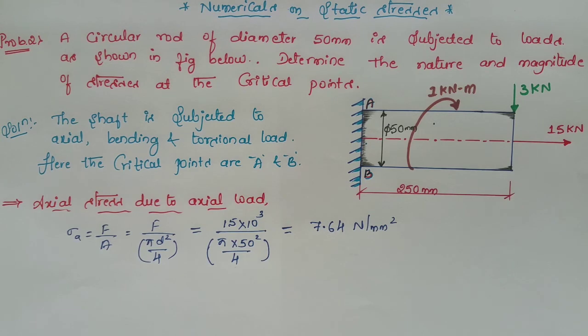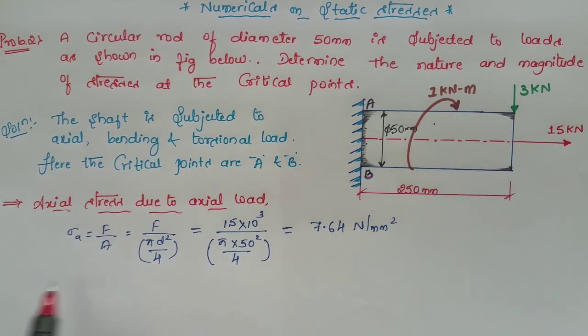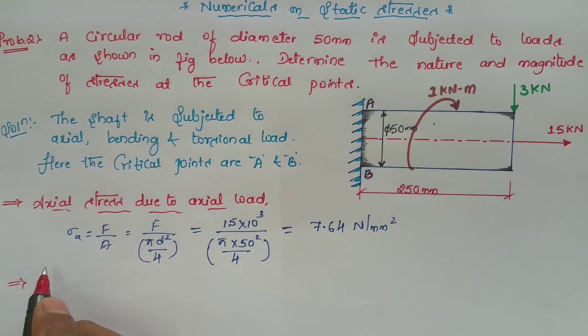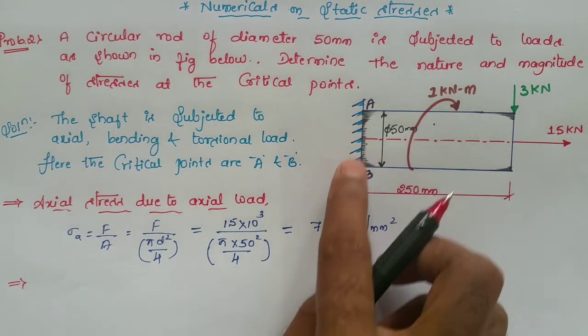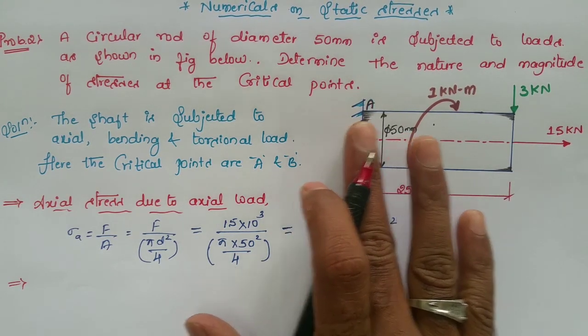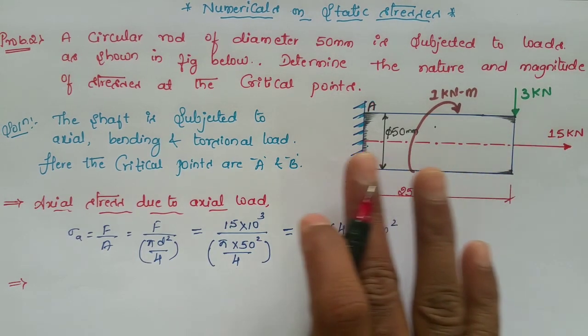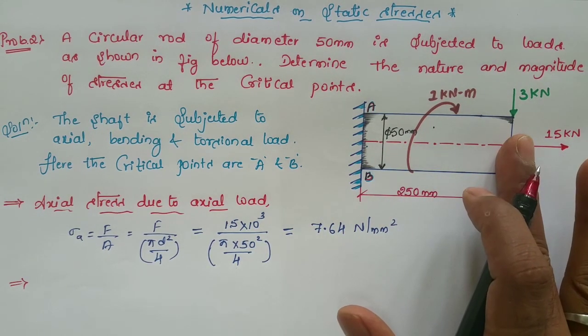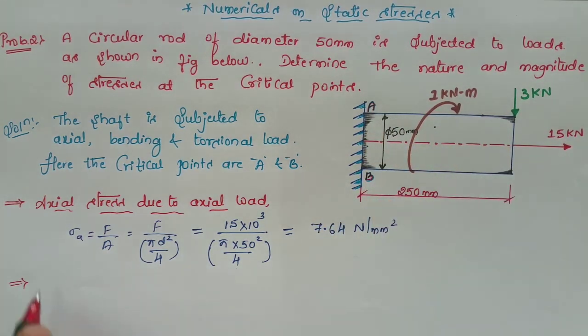Now again we can see there is a bending load here, it is 3 kilonewton. Because of this 3 kilonewton bending load, we can have a bending stress in the member. Now this 7.64 Newton per mm square will be tensile at both point A and point B, because elongation takes place at both points A and B. So we can see a direct stress or axial stress at both point A and point B, and it will be tensile in nature.